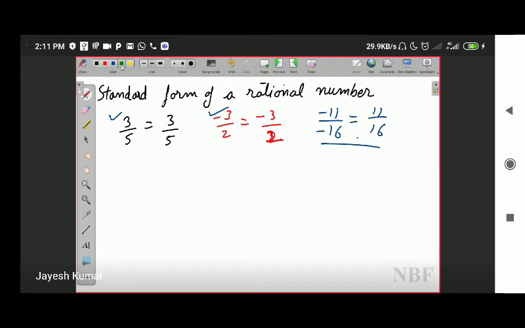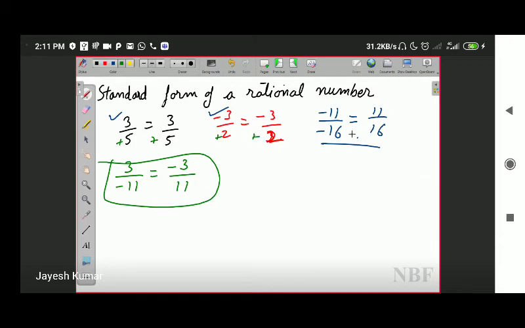There is another case in which only the denominator is negative. Suppose only the denominator is negative, so what we do is we transfer the negative sign to the numerator. In this manner, we always have a positive denominator. So a rational number is in standard form when the denominator is positive.